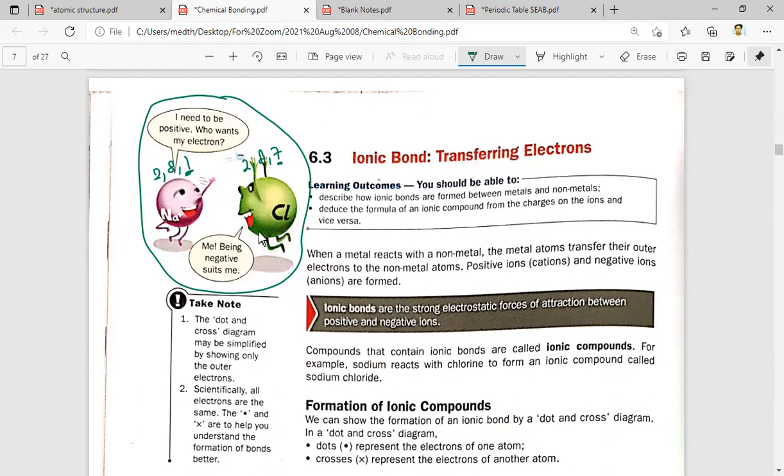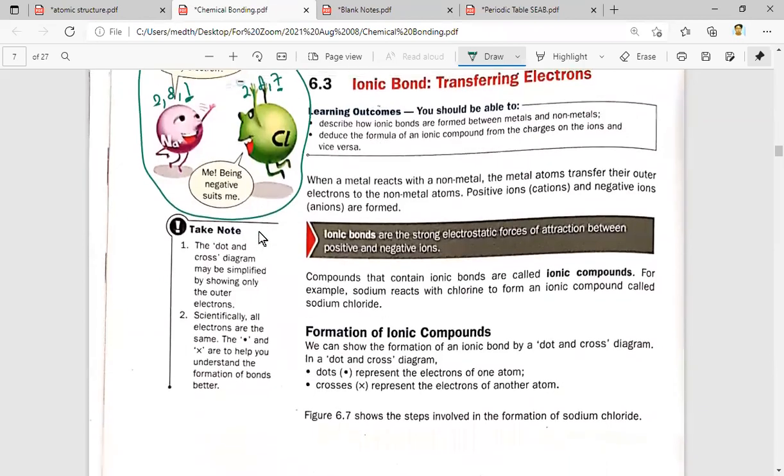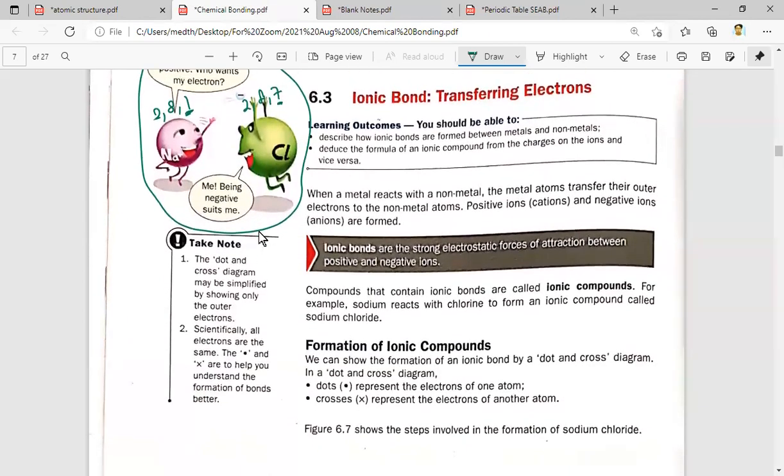So bonding only occurs, I should say that the atoms only lose or gain electrons when they have a partner. I say again, the bonding only occurs when the atoms have partners, where I have one atom that wants to lose electrons, another atom that wants to gain electrons. Okay, and this type of reaction, we actually call it ionic bonding.